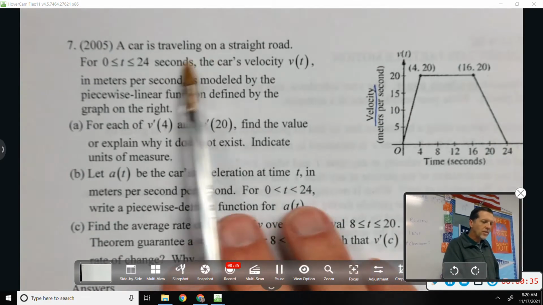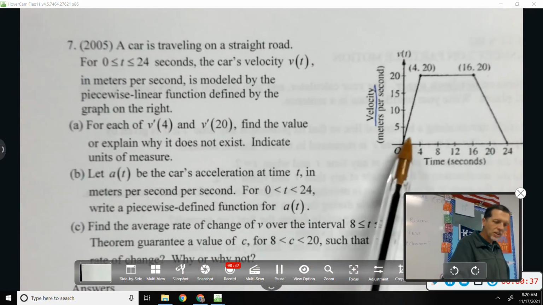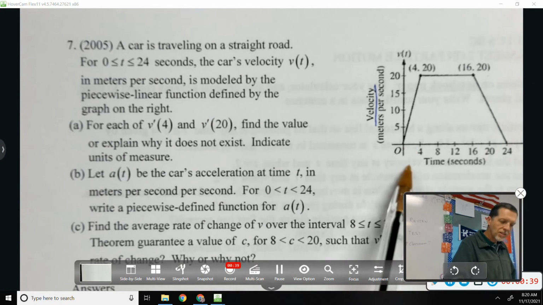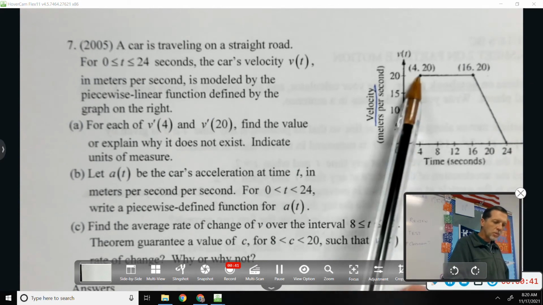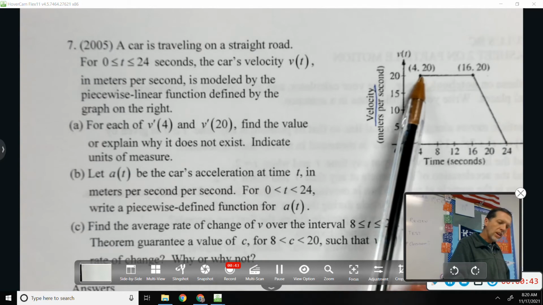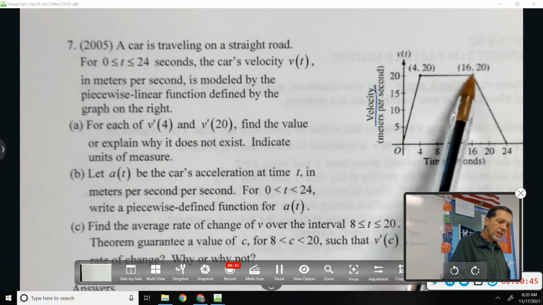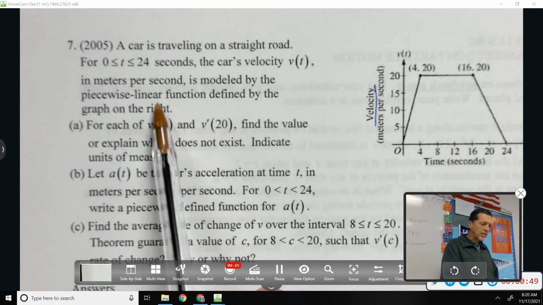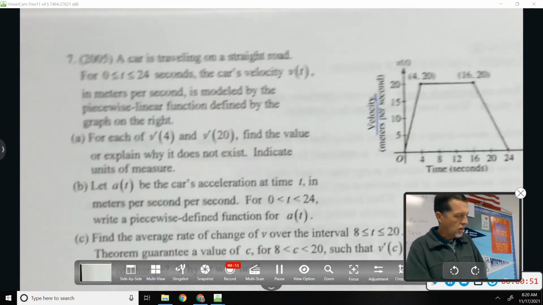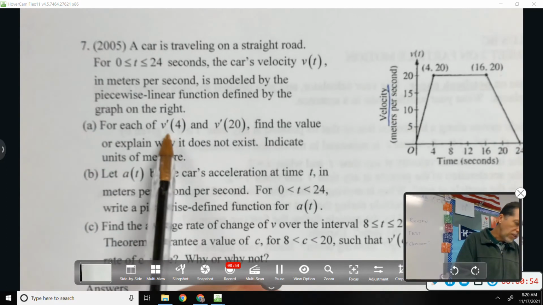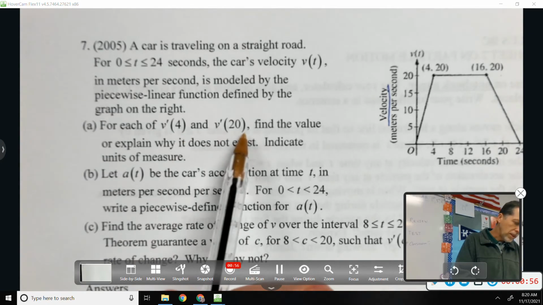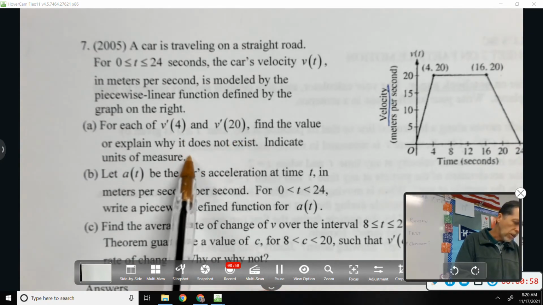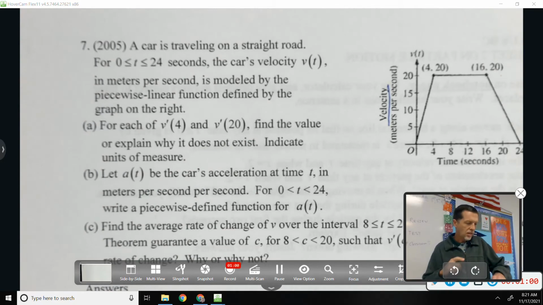So before you even ask me questions, maybe I want to look and see. It's always positive. It speeds up until it gets to 20 meters per second. It stays at 20 meters per second, and then it slows down to 0. All right, now let's see if we can answer these questions. For each of v'(4) and v'(20), find the value or explain why it does not exist.